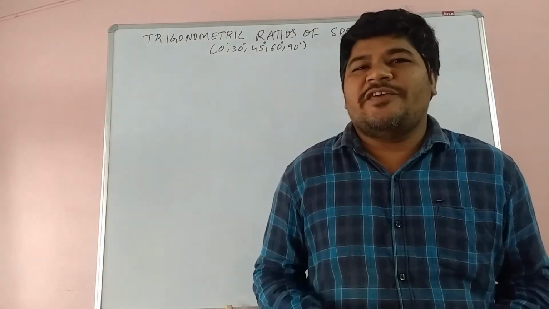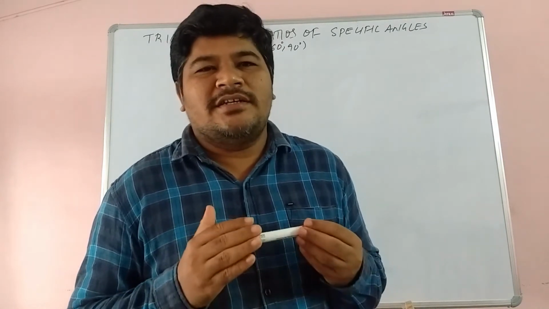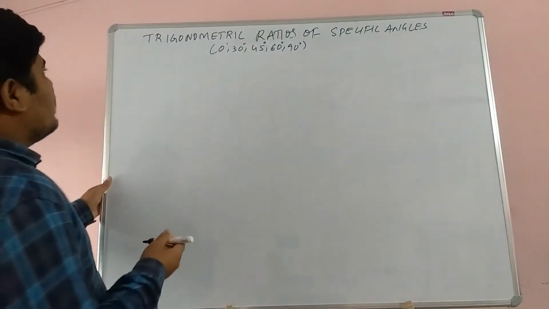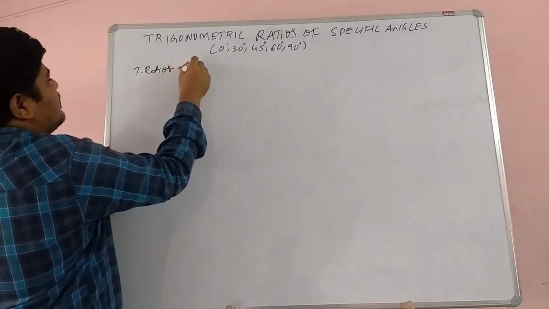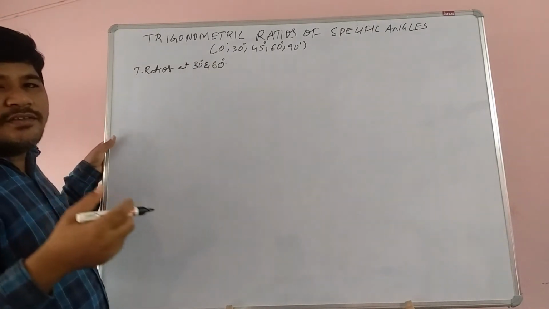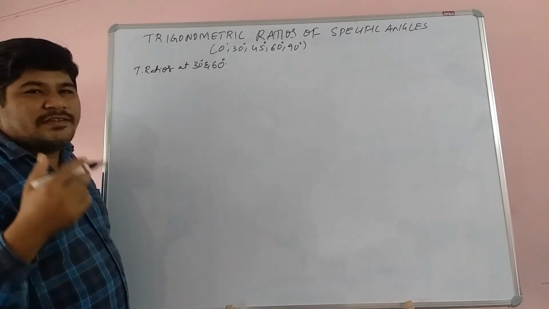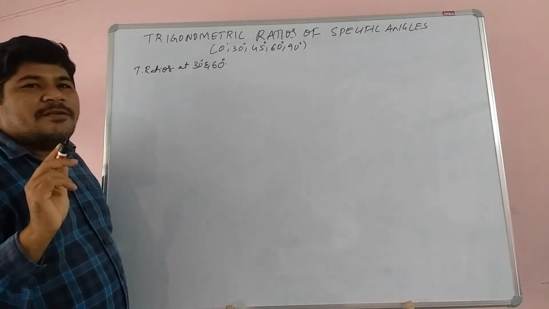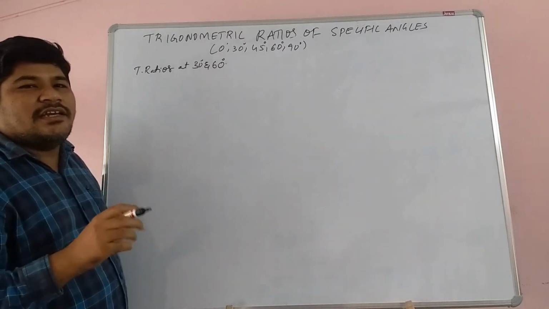So today in this video we are going to learn about trigonometric ratios at 30 degrees as well as 60 degrees. So, trigonometric ratios at 30 degrees and 60 degrees. So students, to prove this, we have to take an equilateral triangle. Okay, so we know already what an equilateral triangle is. In a triangle, if all sides are equal, then that is called an equilateral triangle. And each angle of the equilateral triangle is 60 degrees.